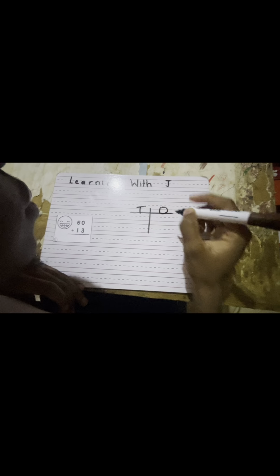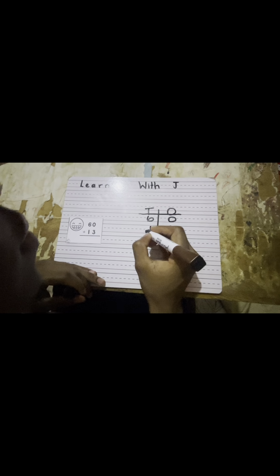Now we have number 1. So we are drawing our chart, and remember we have 2 digits. So we still have tens and ones. And the 2 numbers are 60 and 13. So we start from our right and work our way over to our left. So over on the ones column, we have 0 and 3.